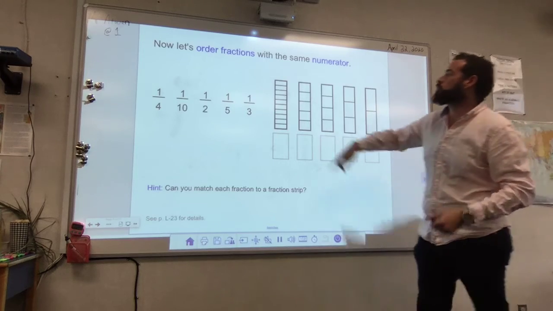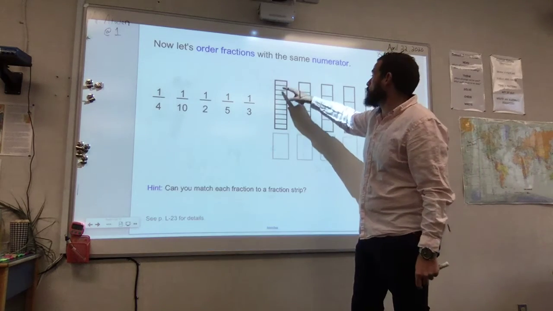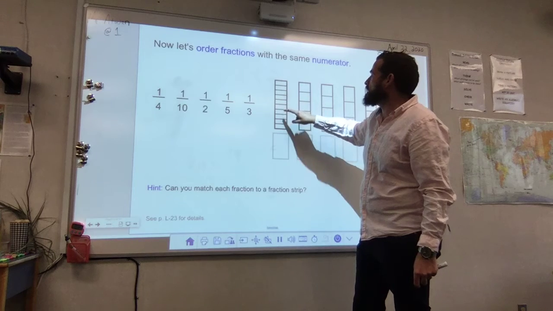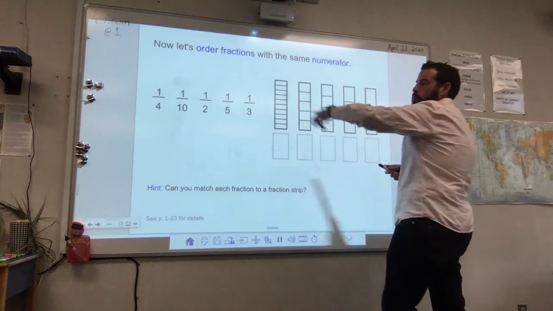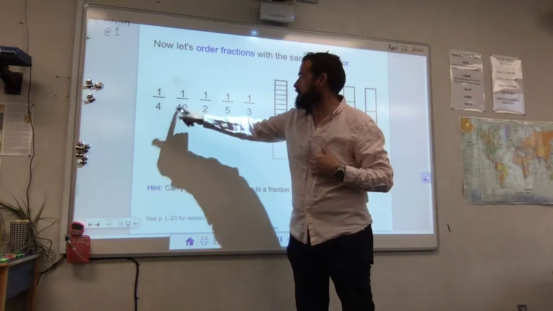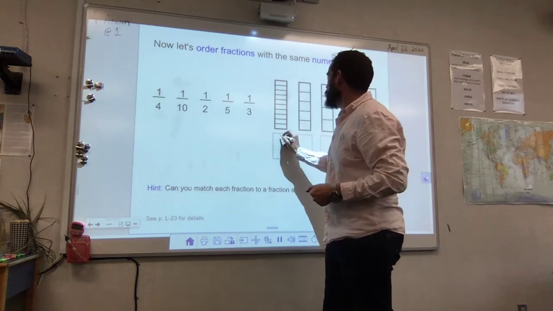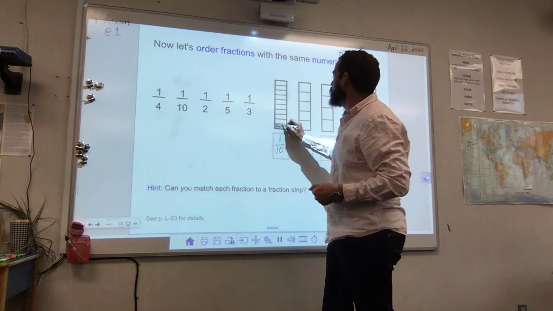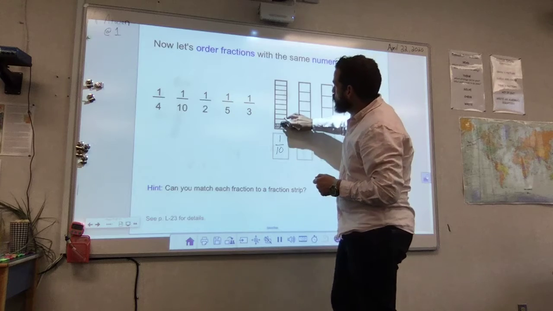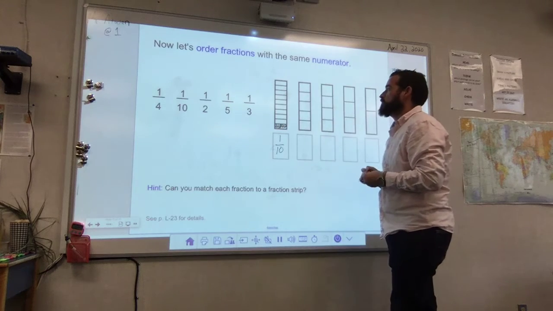So look at the first one. We can count in this fraction strip. We've got 1, 2, 3, 4, 5, 6, 7, 8, 9, 10. So we have 10 parts. So I look for my denominator. That's a 10. There it is, 1/10. So I'll just write that here. And I'll color that one in to show you that one section.